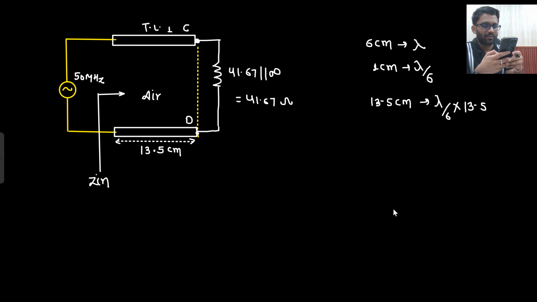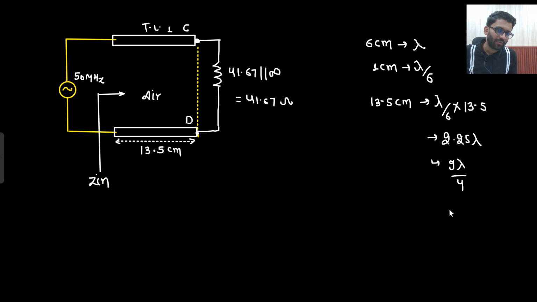No, 2.25 is 9 by 4. So this is your 9 lambda by 4. What did I do? I got to know that it is 2.25 lambda, so it can be written as 9 lambda by 4, because 10 by 4 is 2.5. So this is an odd multiple of lambda by 4.